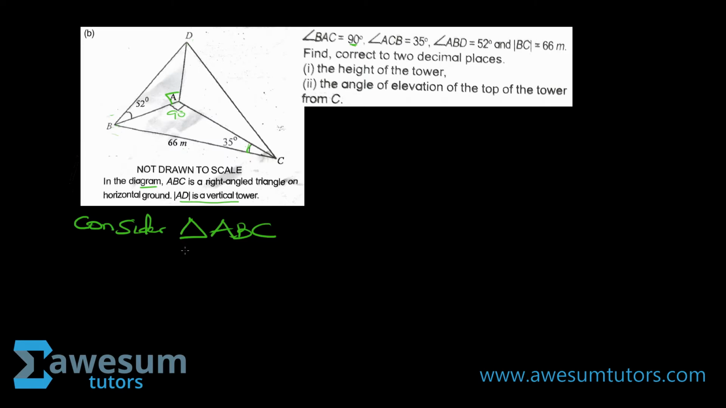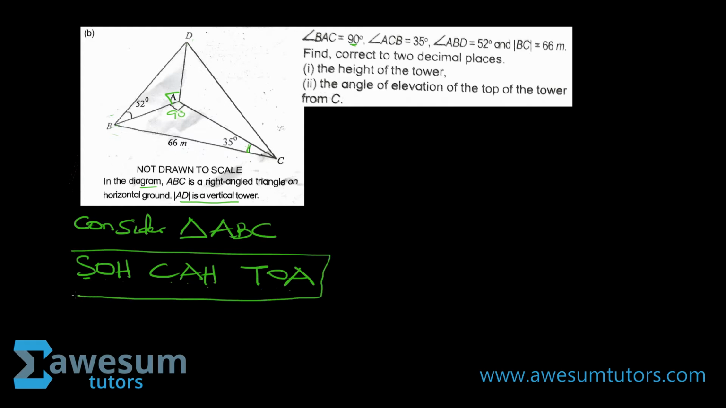Now, one thing you need to remember is SOHCAHTOA. I'll put that right here. SOHCAHTOA: that is when we say sine is opposite over hypotenuse, cosine is adjacent over hypotenuse, and tangent is opposite over adjacent. We are going to be using this in solving this problem.